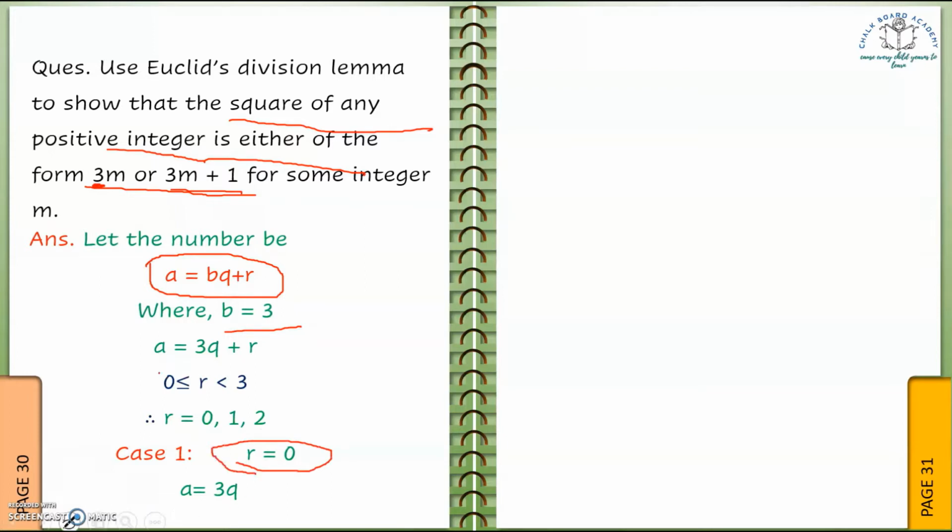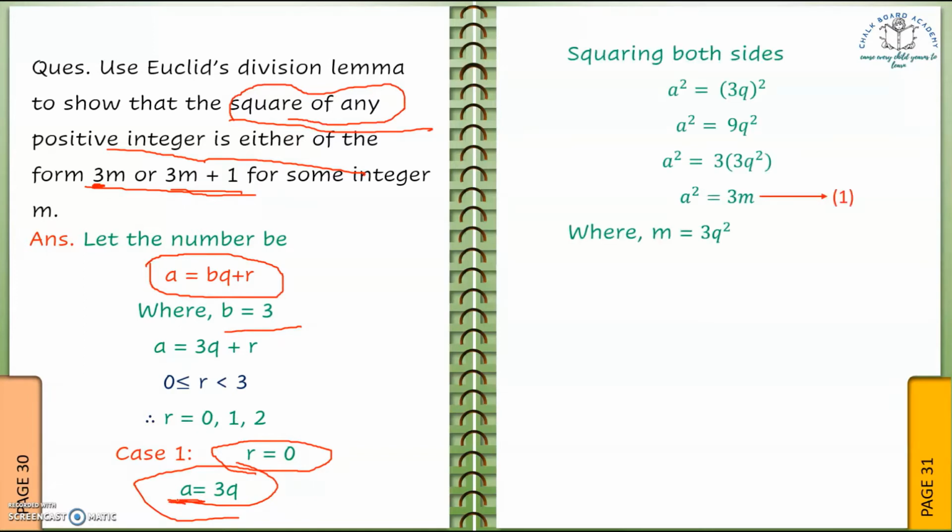So we got a is equal to 3q. Now we have a is equal to 3q, and because in the question we were asked about the square of any positive integer, a is the positive integer, so we are squaring it. So when we squared it, what we got here is a square is equal to 3q square.